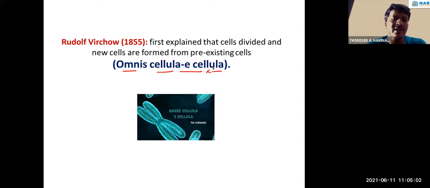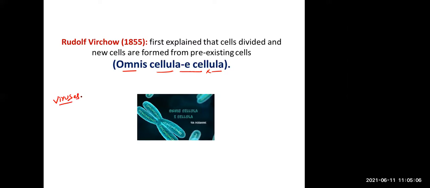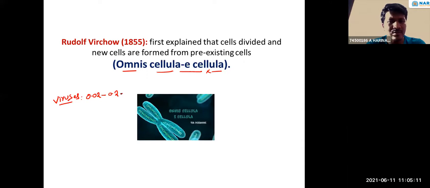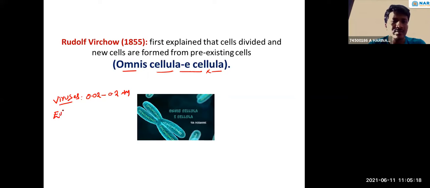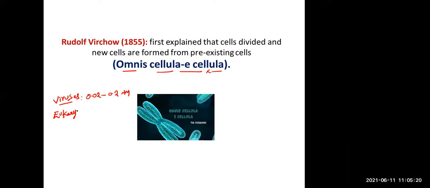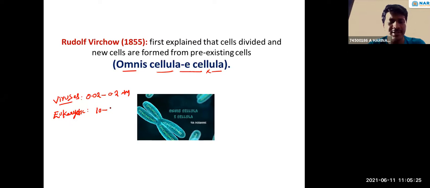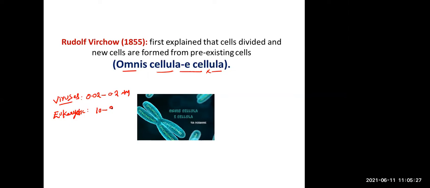What is the size of viruses? 0.02 to 0.3 micrometer. What is the average size of a eukaryotic cell? 10 to 20 micrometers. Yes, a eukaryotic cell is 10 to 20 micrometers, and according to the textbook it is given as 20.